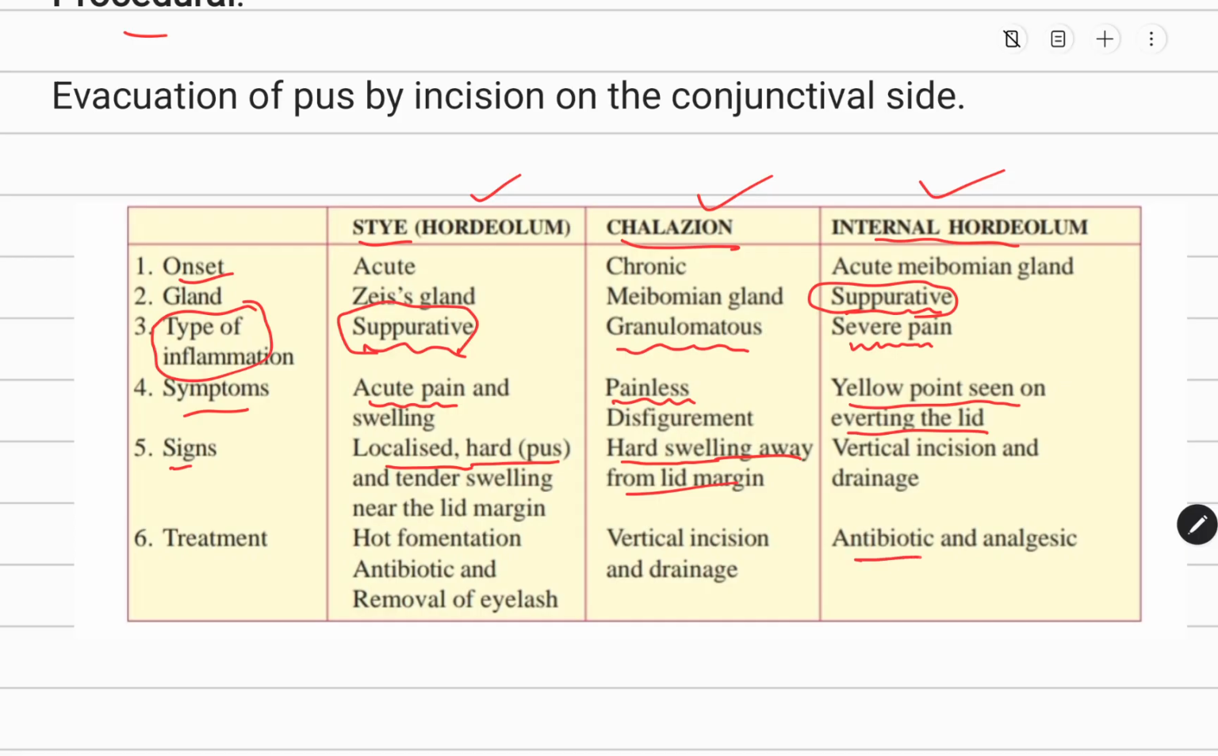In Chalazion we don't give antibiotics because there is no bacteria. We give only vertical incision for drainage, and in stye we also give antibiotics.